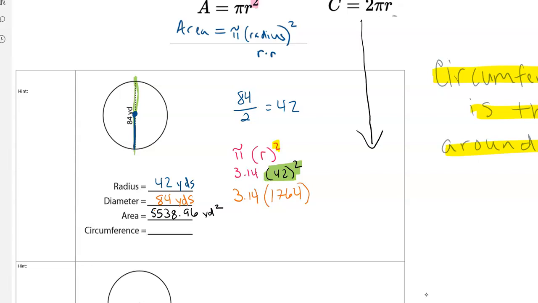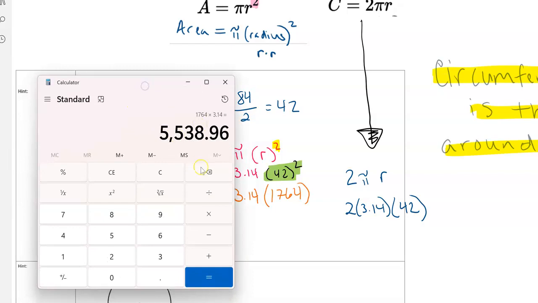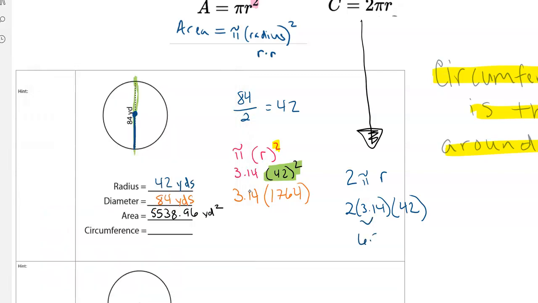Now we're going to do the circumference. Remember, that's the amount we go all the way around it. So it says 2 pi r, so that's 2 times 3.14 times the radius, and we know the radius is 42. So let's bring up the calculator and move it over a little bit, clear this out. So 2 times 3.14 is 6.28. And then I got to times that by 42.